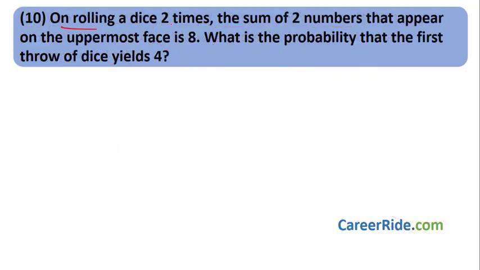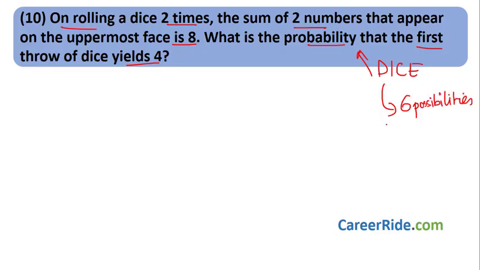On rolling a dice 2 times, the sum of 2 numbers that appear on the uppermost face is 8. What is the probability that the first throw of dice yields 4? Now again very easy, this is the dice kind of sums, which we have seen earlier at the start. A dice has 6 faces, so there are 6 possibilities in total. The numbers on the face of the dice are 1, 2, 3, 4, 5 and 6. These are the 6 possibilities.